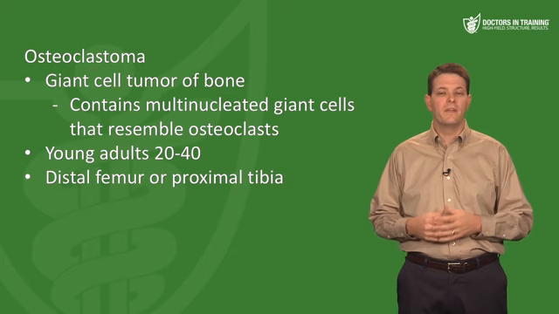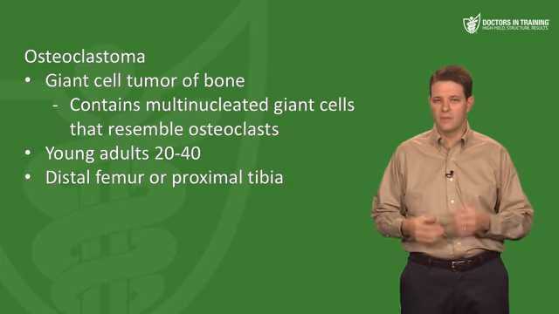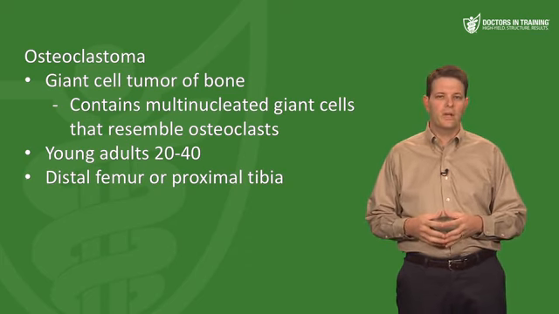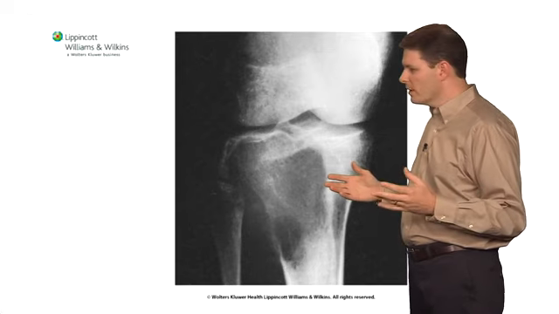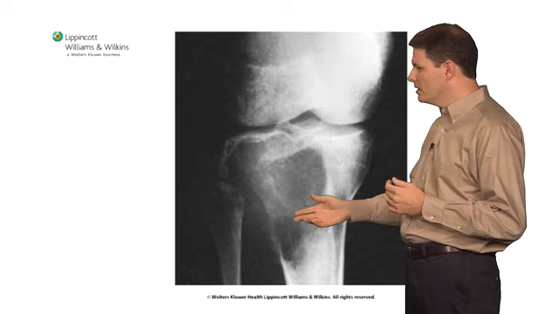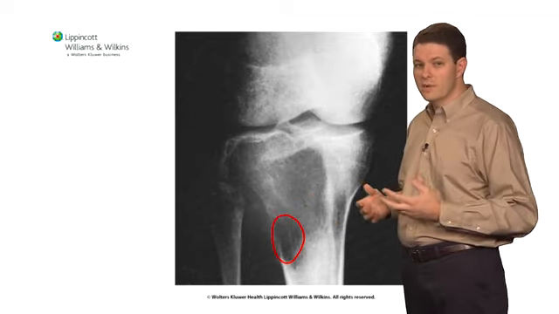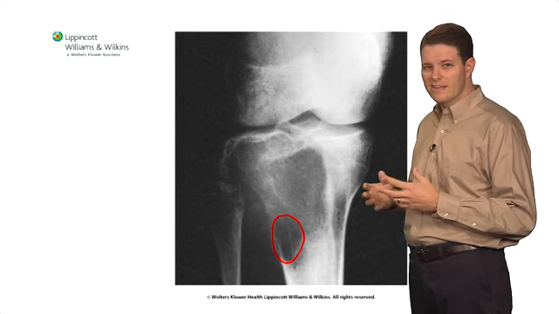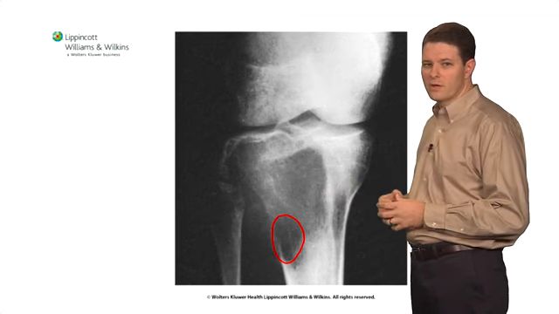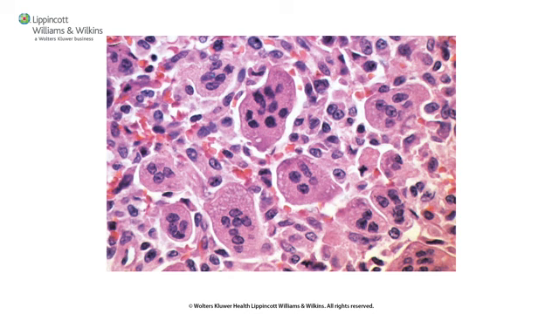These are usually located on the distal femur or the proximal tibia, so near the knee. And you get something called a soap bubble appearance in the bone on x-ray. On this x-ray, down here in the proximal tibia, you can see this roundish lucency, which is the soap bubble appearance. It's a lucent lesion because those osteoclast-like cells are breaking down the bony matrix. And on the microscopic view, you can see the multinucleated giant cells and the mononuclear cells in the stroma.